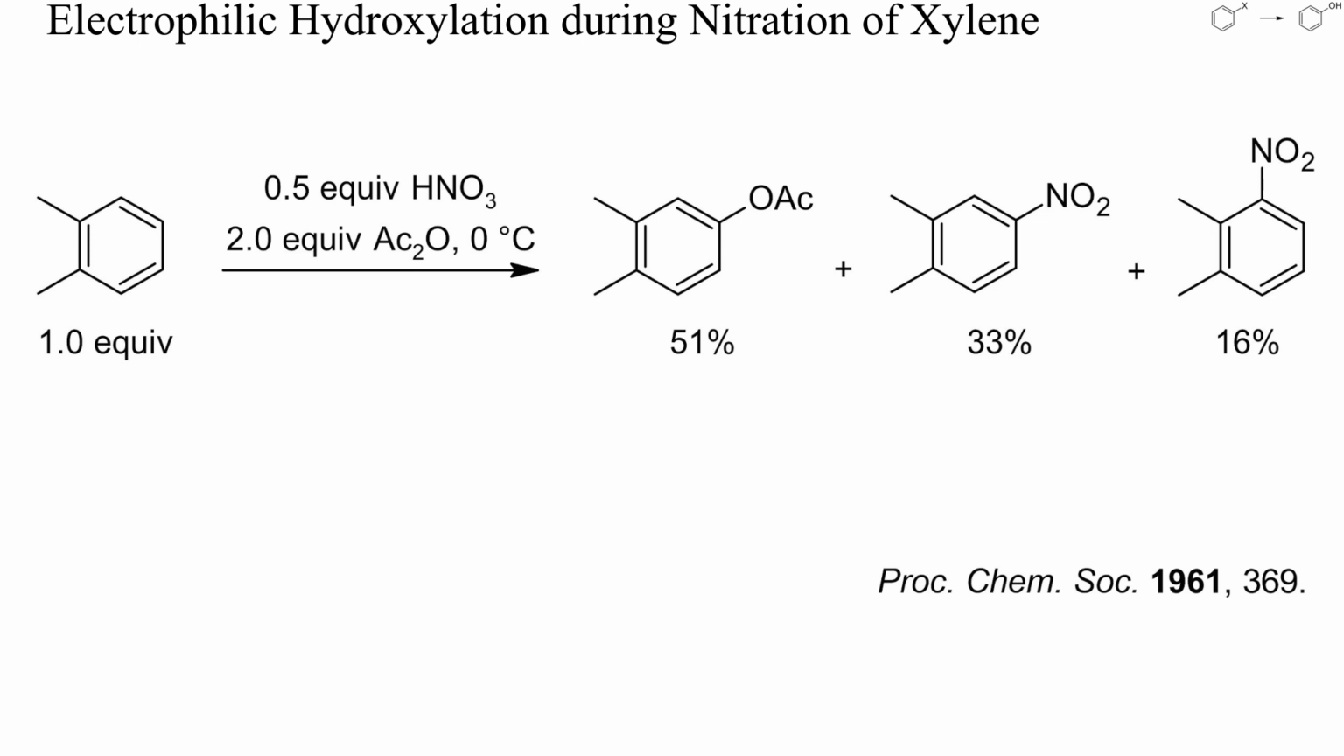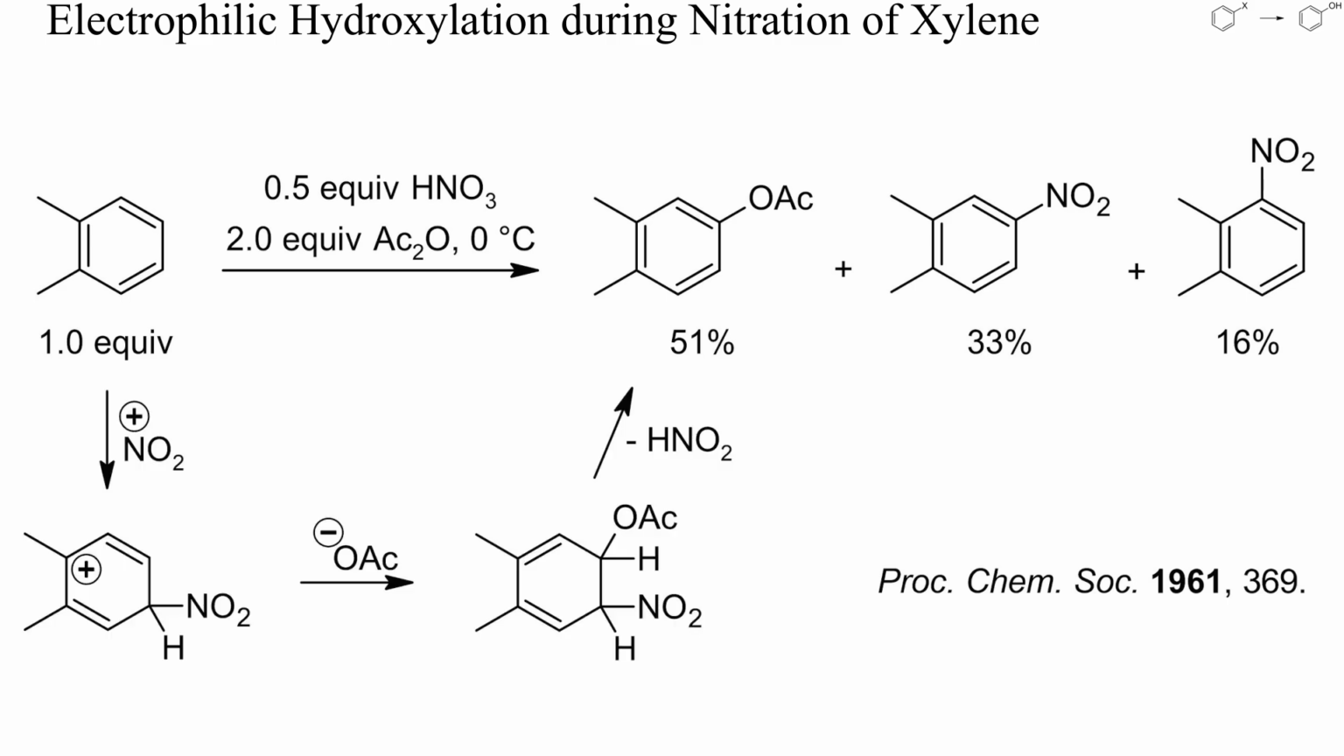Actually, while nitrating electron-rich arenes, acetylated phenols sometimes result, as in this example. Instead of the expected nitroxylenes, mostly an acetoxyxylene was obtained. A plausible mechanism is the addition of acetate to the carbocationic intermediate, followed by elimination of nitrous acid. This mechanism does not, however, explain the formation of 4-acetoxycumene in the previous example.